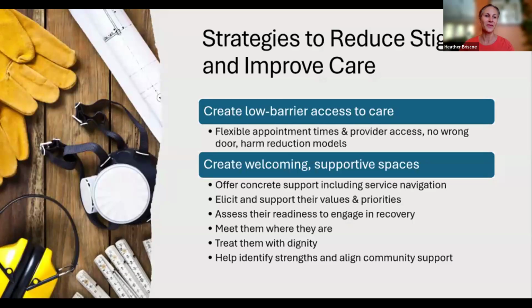There's no wrong door. And then the other thing is just to create welcoming, supportive spaces. It's really nice if you can offer peer support navigators to help support getting into housing or getting basic resources. And also just to elicit the family's values and priorities. I think that's some of what you guys are doing with your family wellness plan, really understanding what is important to them and supporting them with it. Don't make assumptions. You'll have to assess where they are, if they're ready to engage in recovery planning or not, and just meet them where they are. And be sure to treat each of them with dignity and help them identify what strengths they have and align strengths and supports where needed.